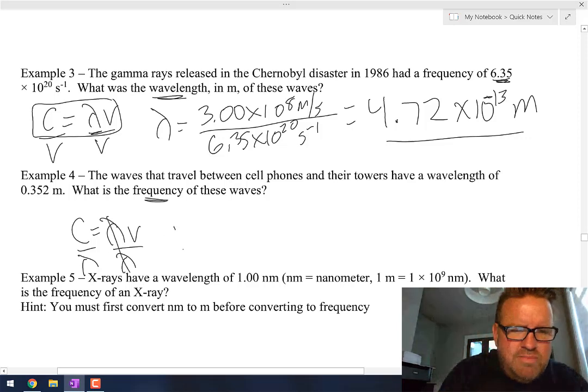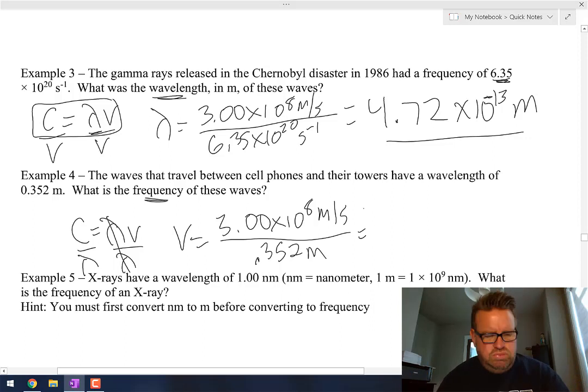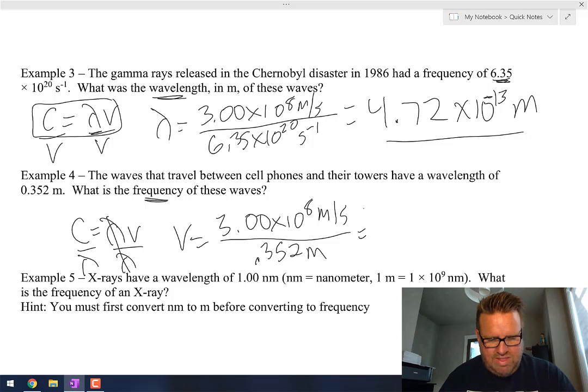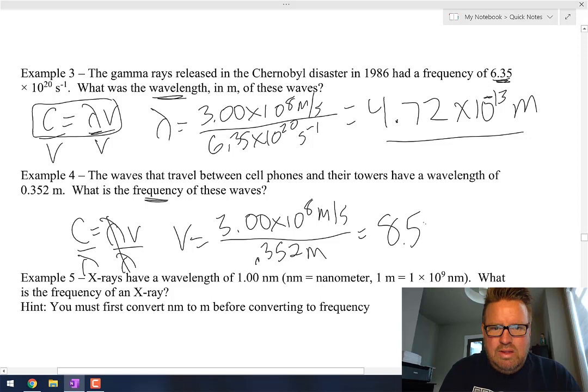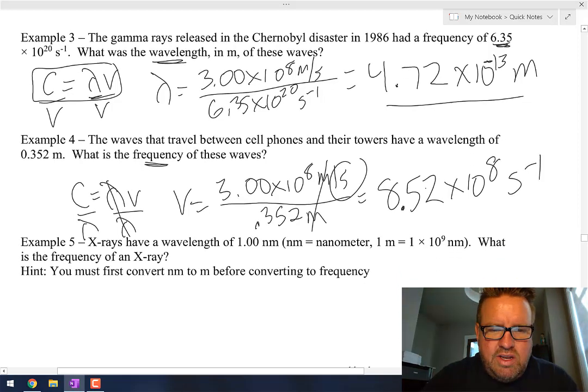It sure is, yep. So the frequency is the speed of light, 3 times 10 to the 8th, divided by the wavelength, 0.352 meters. So now, again, 3 times 10 to the 8th. Divide that by 0.352, and I get 8.52 times 10 to the 8th, and that is seconds to the minus 1 left over. Anytime it's frequency, the units are always going to be seconds to the minus 1.